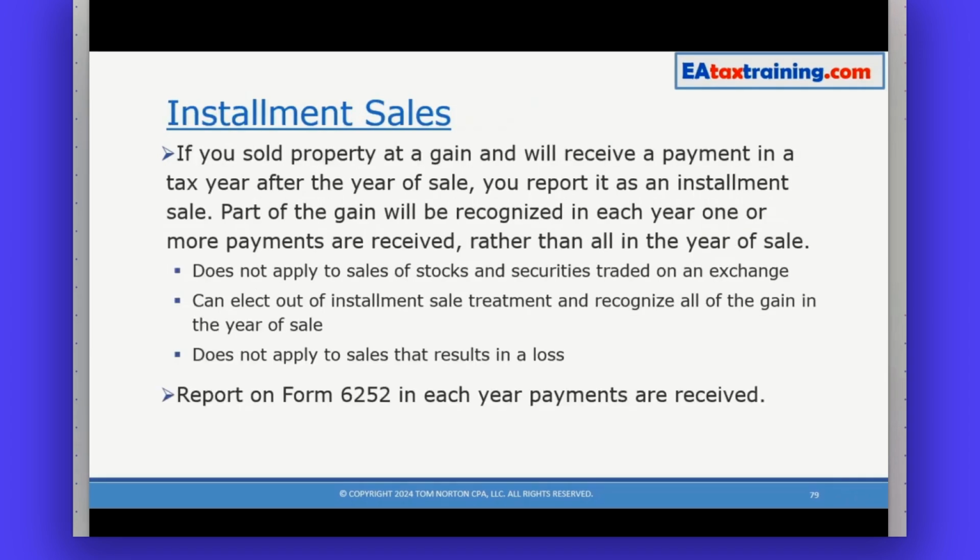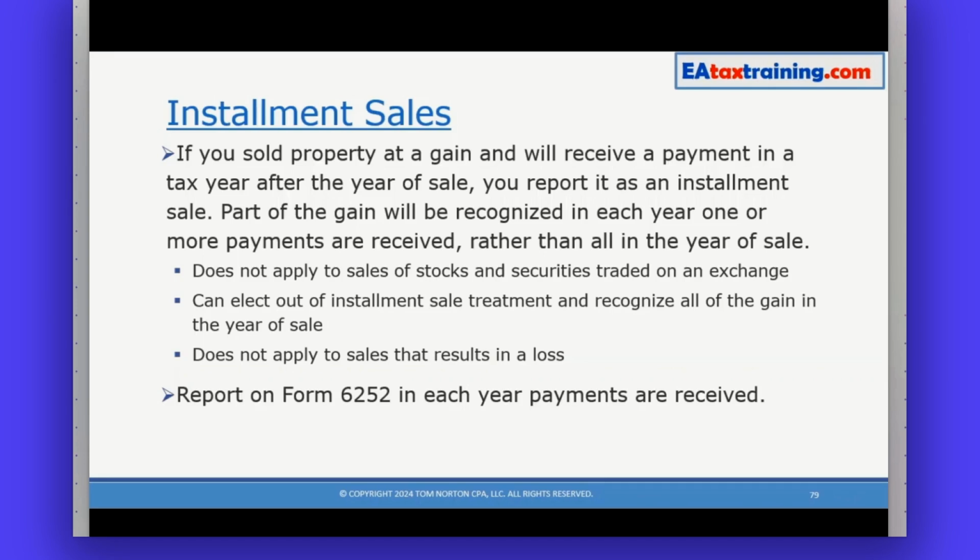Installment sales. So this is going to be for any type of property. We're moving on from simply things involving the house, but for any type of property. If you sold property at a gain and will receive a payment, one or more payments in a tax year after the year of sale, then you report it as an installment sale. Part of the gain will be recognized in each year one or more payments are received rather than all in the year of sale.